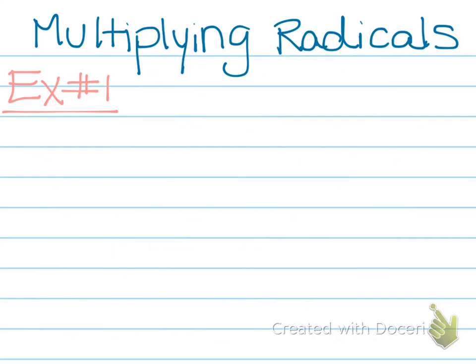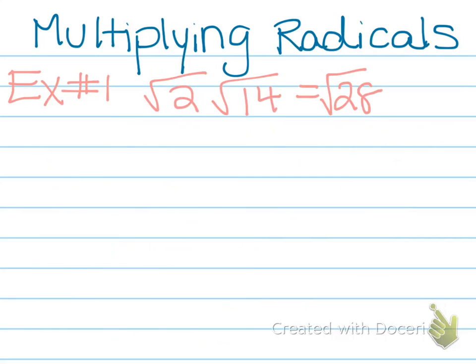Alright, now we're going to multiply radicals. So your first example could be square root 2 times the square root of 14. All you need to do is multiply the insides. Unlike adding and subtracting radicals, you do not need the same number under the radical to be able to multiply them. So this gives you the square root of 28, and then you always check if you can simplify, and it does. We have 2 square root of 7 because 4 goes in the 28.